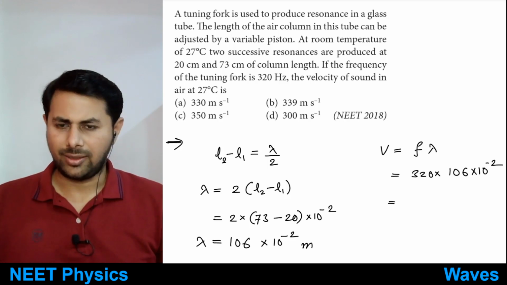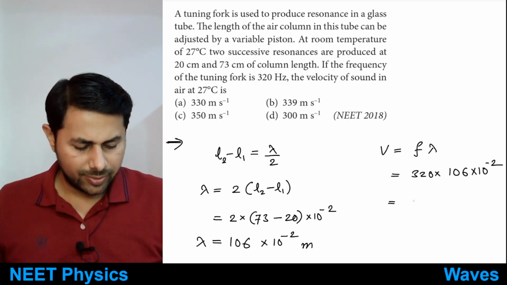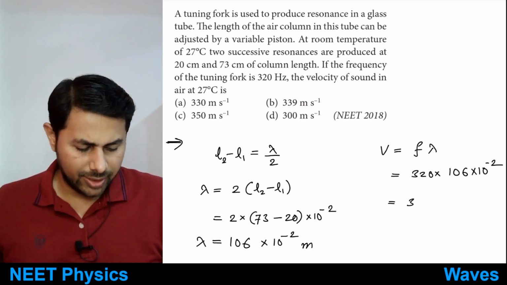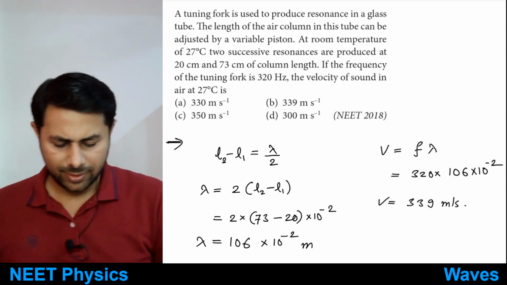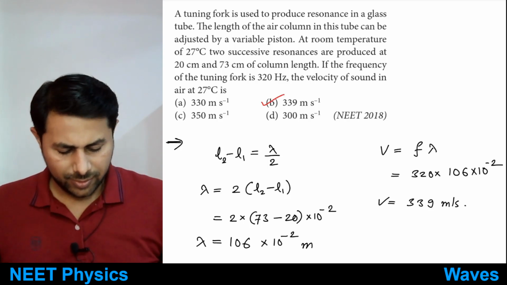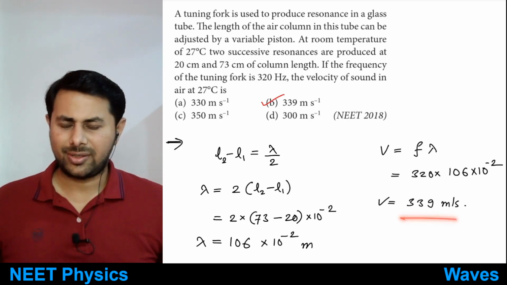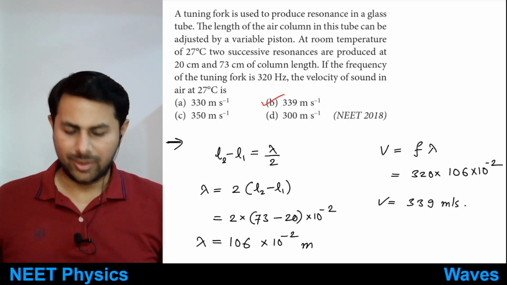330 or 339? Which one? Sir, 339.2, sir. Oh, it's 339. So, okay, good. So 339 meters per second is the answer, right? So it is option B. So this one is also simple, right? Yes, no? Okay. All right, good.